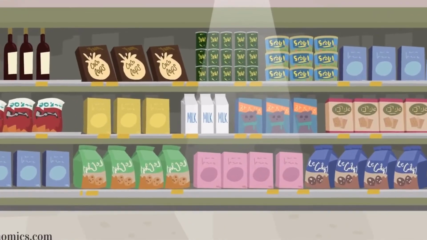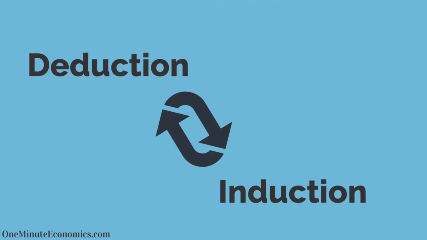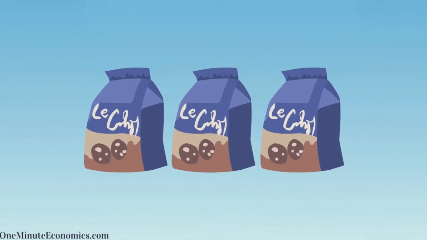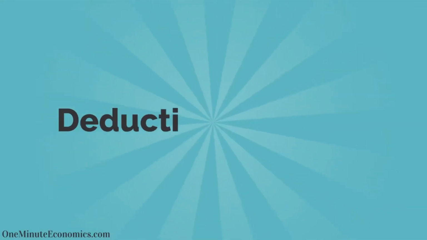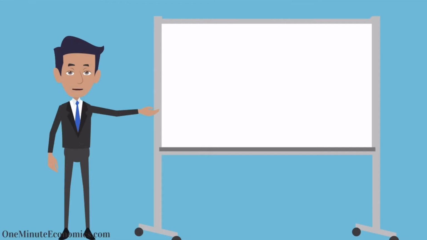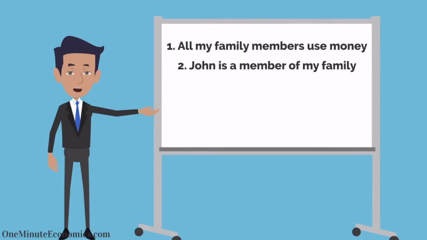You start from something general and draw a specific conclusion when it comes to deduction, whereas the reverse is valid for induction, with you starting with specific premises and drawing a general conclusion. Here's a simple example for deduction. 1. I start with something general and say that all my family members use money, and 2. I say something more specific, that John is a member of my family. From these two premises, I draw a specific conclusion, that John uses money.